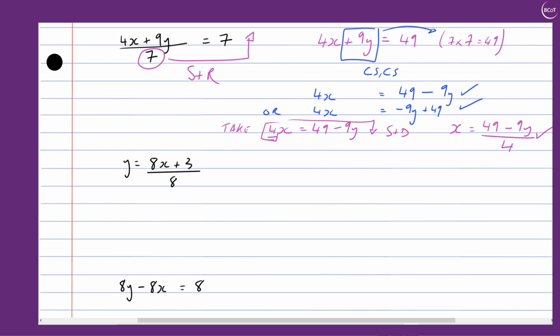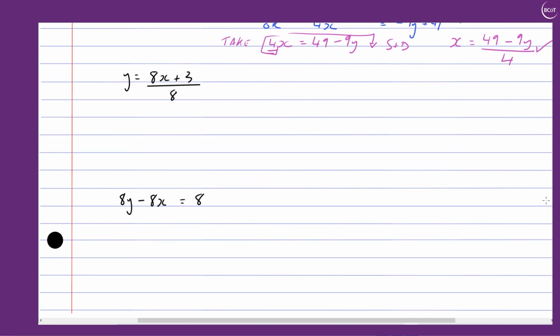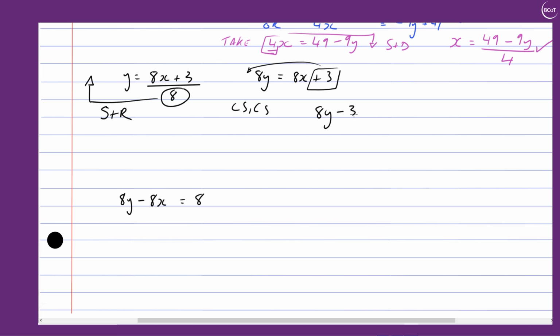Next we've got y equals 8x plus 3 all over 8. So when it's all over something, multiply both sides by that. So slide and rise the 8. We end up with 8y equals 8x plus 3. Now to get the x term on its own, subtract 3 from both sides by changing the side and changing the sign of the 3. So we end up with 8y minus 3 instead of plus 3 is 8x. Now we swap and drop the 8, we divide both sides by 8, which gives us 8y minus 3 all over 8 equals x, which is correct.